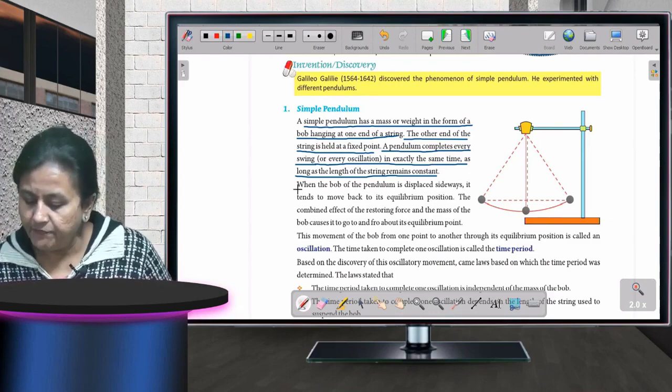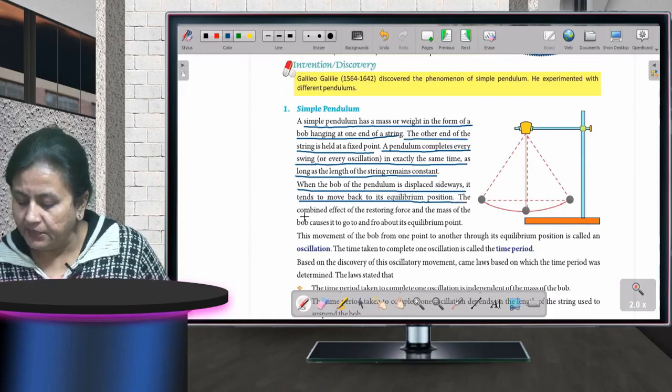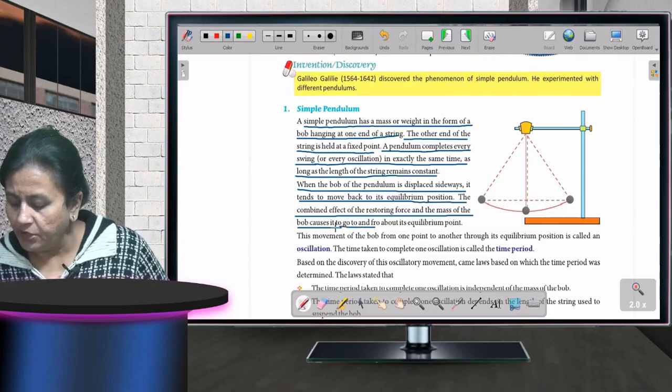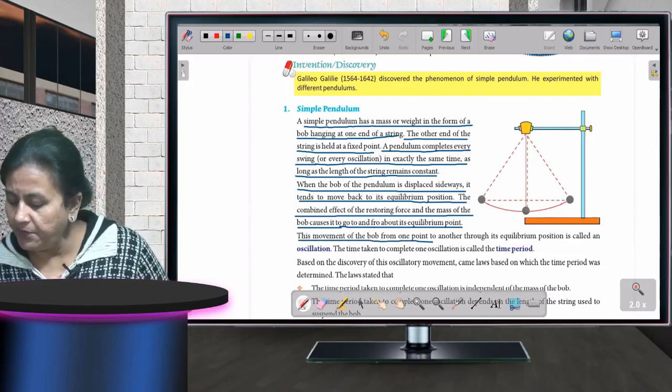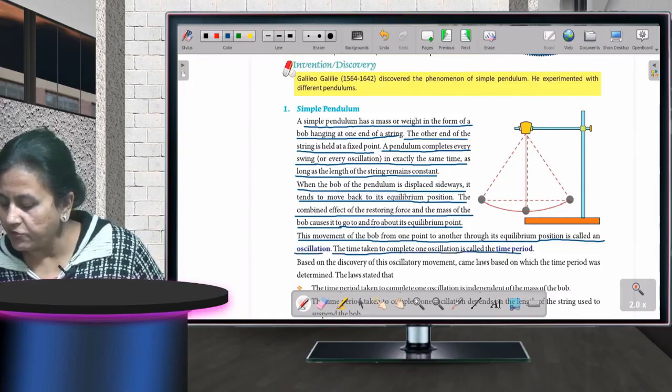Fine children? When the bob of the pendulum is displaced sideways, it tends to move back to its equilibrium position. The combined effect of the restoring force and the mass of the bob causes it to go to and fro about its equilibrium point. This movement of the bob from one point to another and back to its equilibrium position is called oscillation. The time taken to complete one oscillation is called the time period.